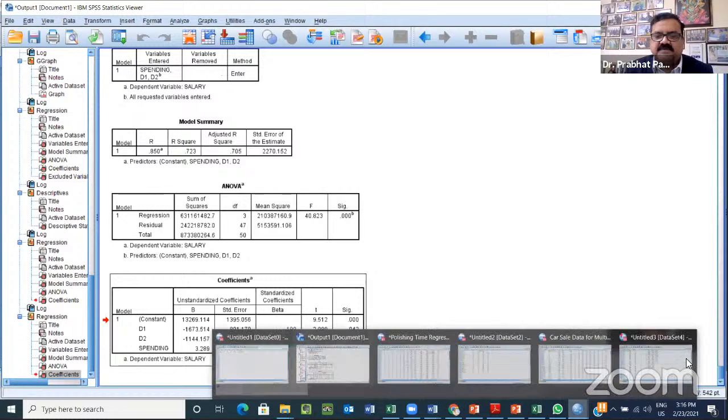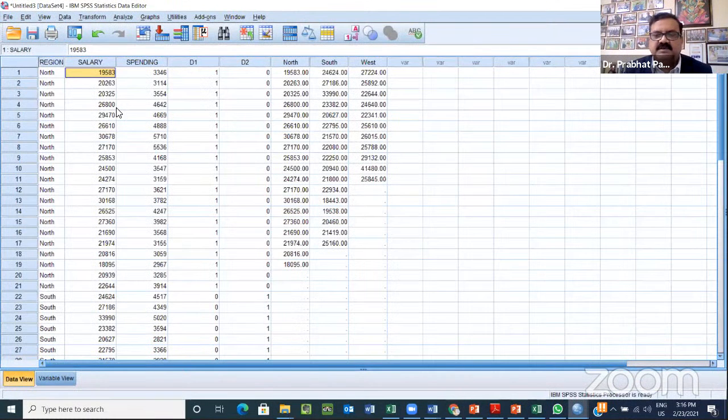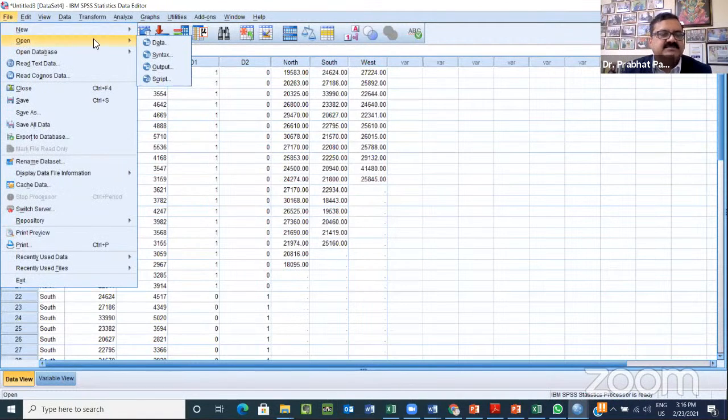I'm now fetching another data to give you another application of dummy. So this is one application of dummy. A dummy has several applications. You can also use it for finding out or removing the seasonality from your data.